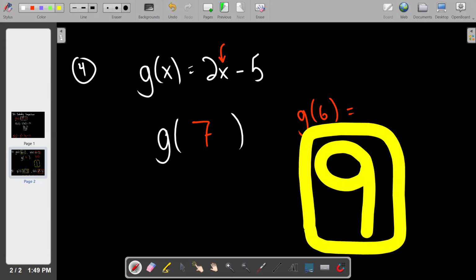Got it? Yes, that's what I was going for.